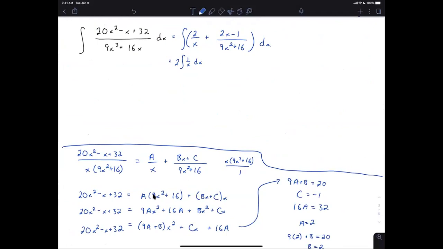But now who remembers what you do when you have something like this? So if you have 2x minus 1 over 9x squared plus 16, any ideas? We have done them. It's just been a while. Inverse tangent. Inverse tangent and something else.